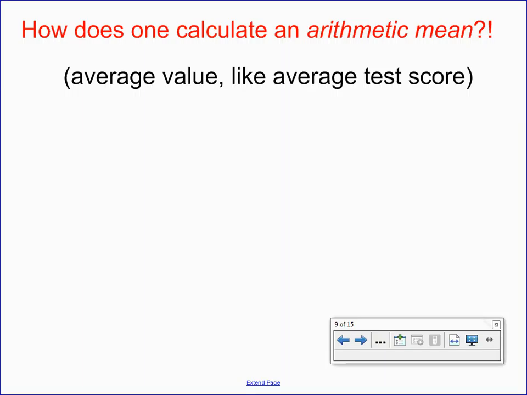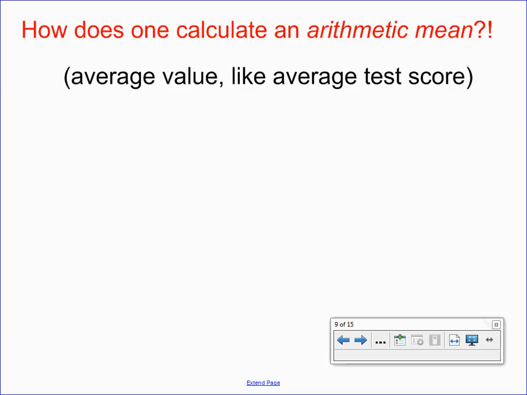So I want you to think about how you calculate an arithmetic mean, that is, an average, when you're talking about a finite number of entries, like our unit test scores, for example. How would you find your average test score for the semester? Well, what would you do if you've taken, let's say, 5 unit tests during first semester? What is it that you do to find the average of those? Riley E?